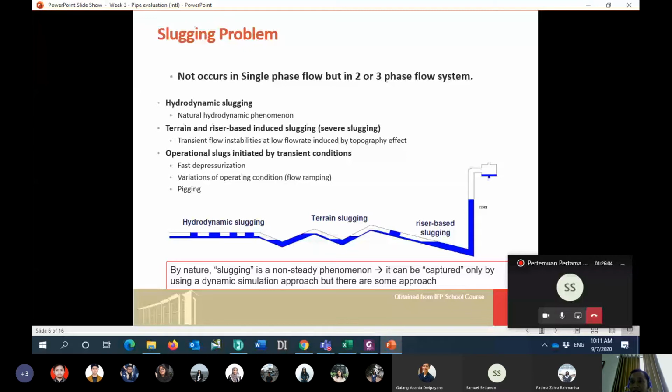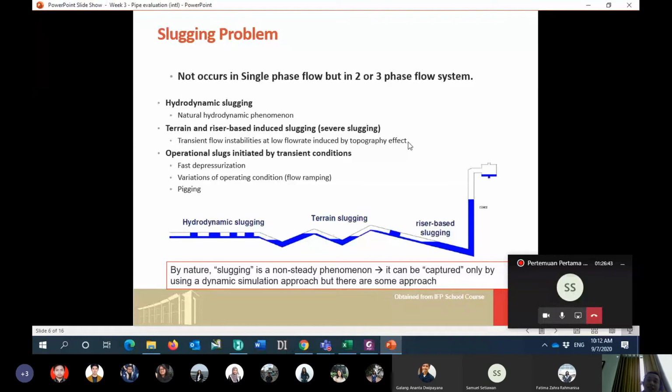So to avoid slugging, usually we separate gas and liquid. This is very common in a processing plant, for example a gas processing plant or a crude oil processing plant. The first unit that you use is to separate the phases between gas and liquid in order to avoid the slugging problem in the plant pipeline. There are many types of slugging, for example hydrodynamic slugging and terrain slugging.